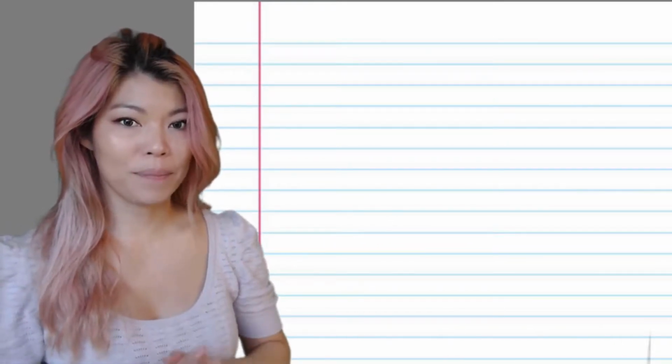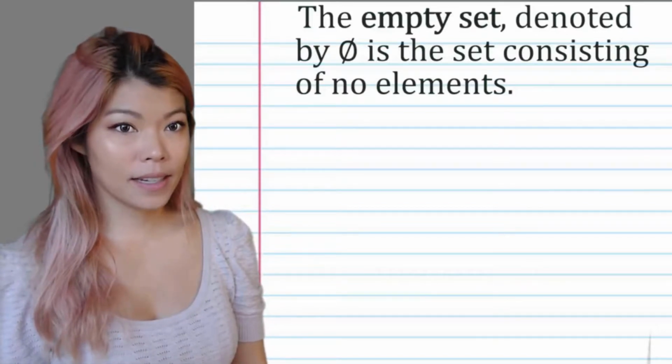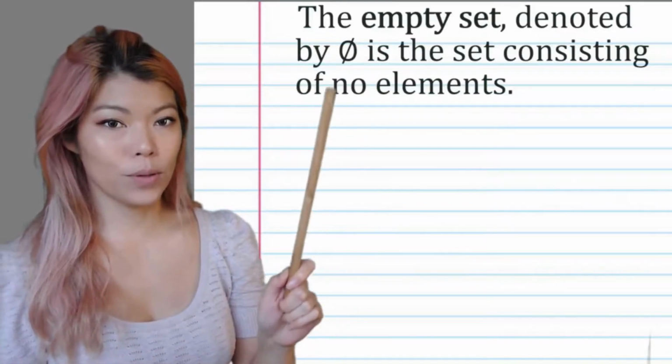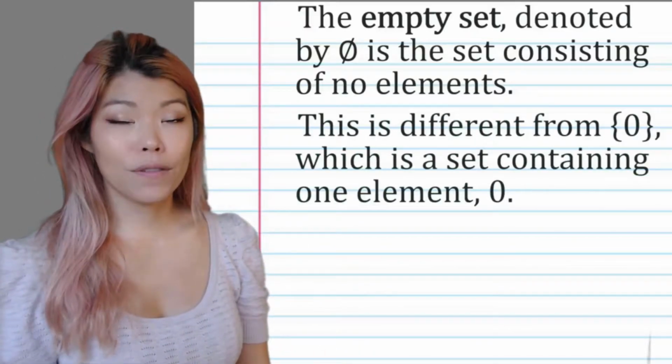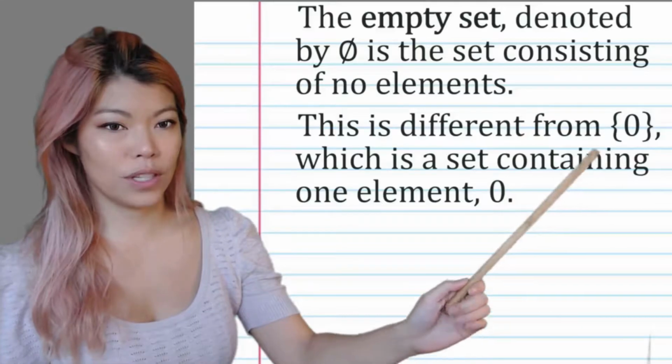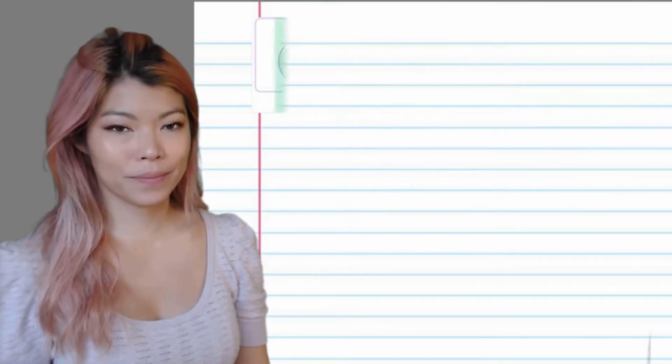So in the last video, we talked about a multi-stage event where we do something and then we do something else. Today, we're going to look at things happening at the same time. So first of all, let's clarify that the empty set is denoted by this symbol and it doesn't have anything in there. It is different to the set that contains 0. 0 is something. The empty set is completely empty.